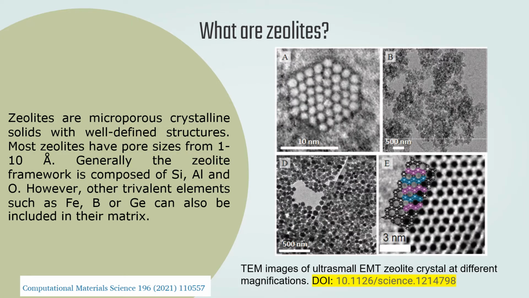Zeolites are microporous crystalline solids with well-defined structures. Most zeolites have pore sizes from 1 to 10 angstrom. Generally, the zeolite framework is composed of silicon, aluminum, and oxygen. However, other trivalent elements such as iron, boron, or germanium can also be included in their matrix.